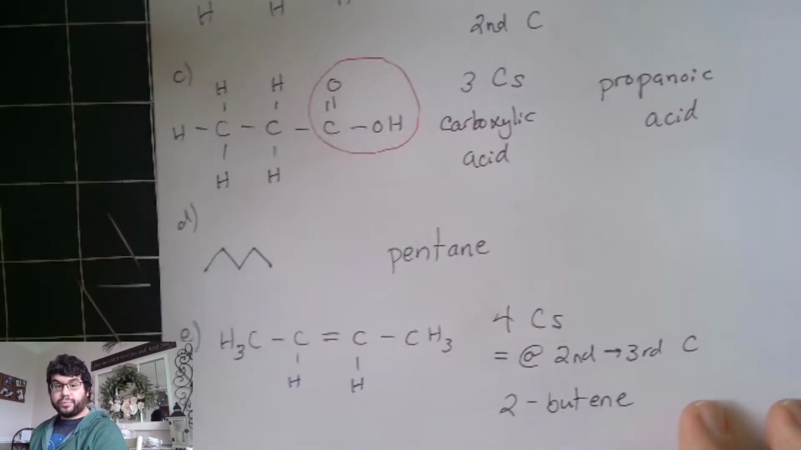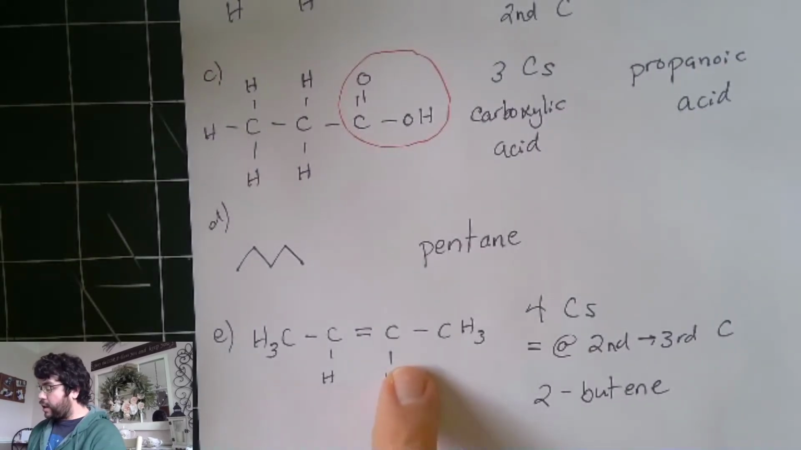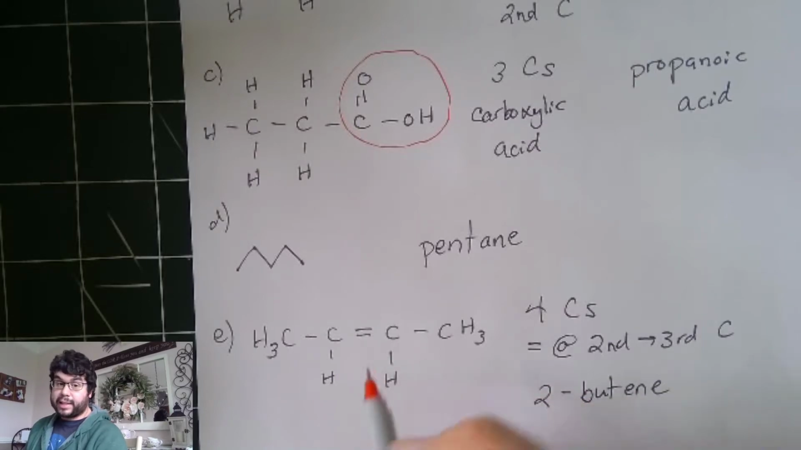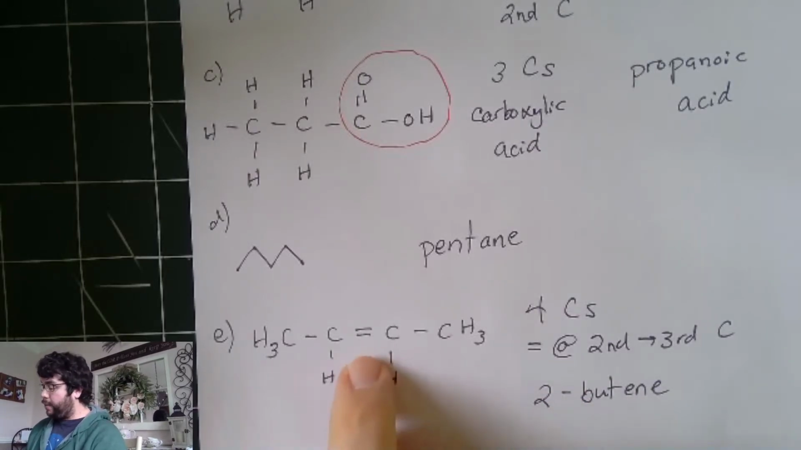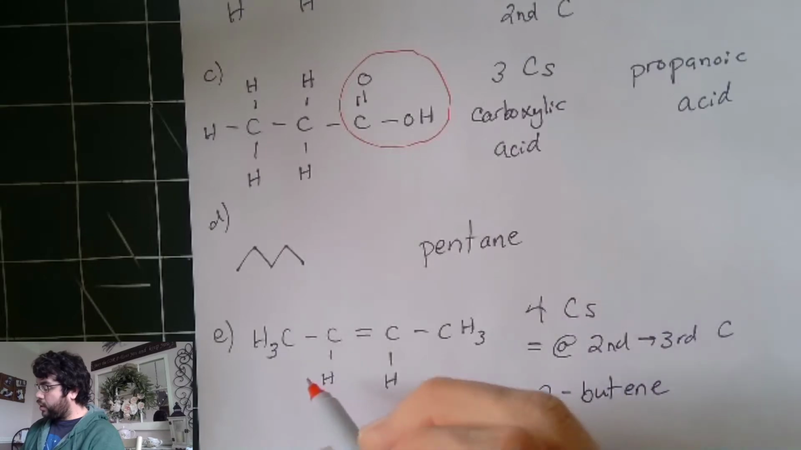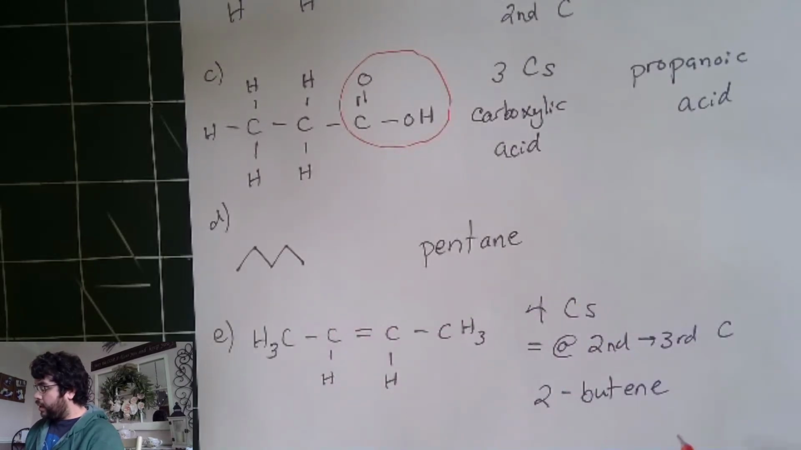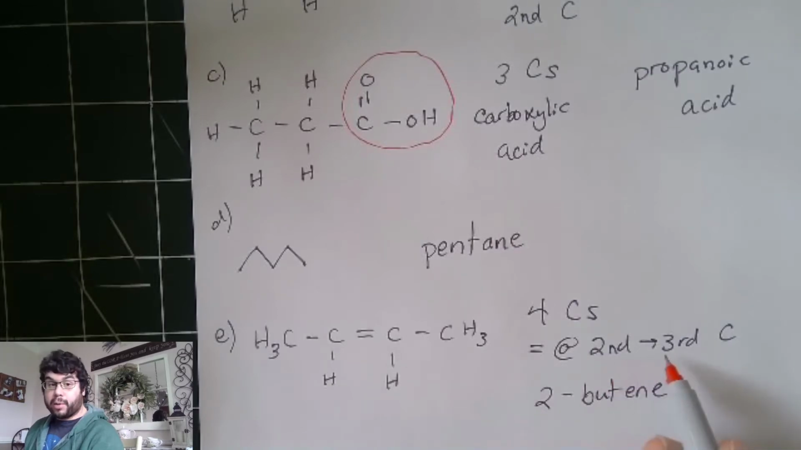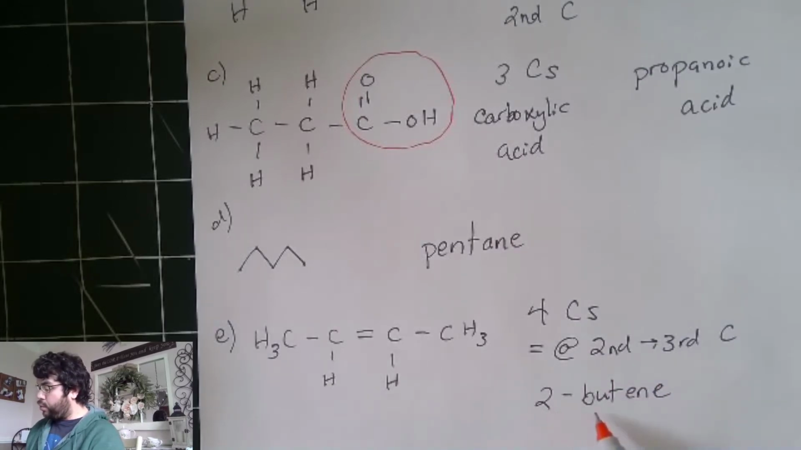E had this structure right here. This structure would be some kind of alkene. It has a double bond in the center there. So there are 4 carbons, 1, 2, 3, 4, and the double bond is between the second and the third carbons. So this is going to be 2-butene.